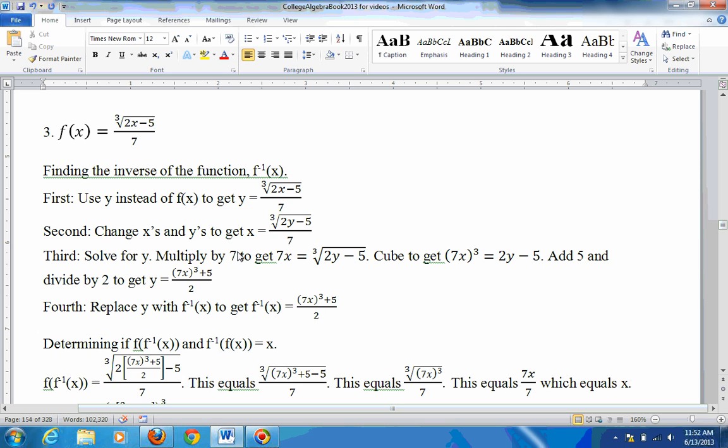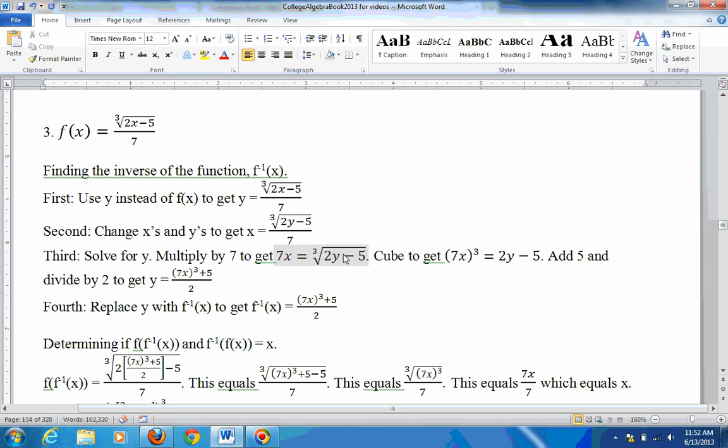Now we need to solve this for y, which is the hard part. So first of all, to get rid of the 7 in the denominator, multiply by 7, and you'll get 7x equals the cube root of 2y minus 5. Now to get rid of the cube root, cube it. Like if it was square root, we would square both sides. And it's only if you isolate the cube root by itself, which we did.